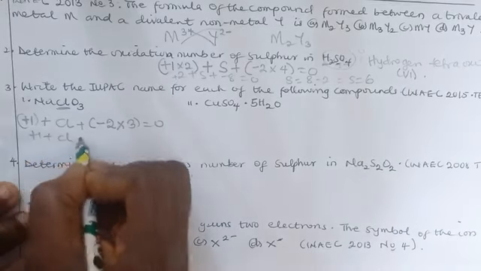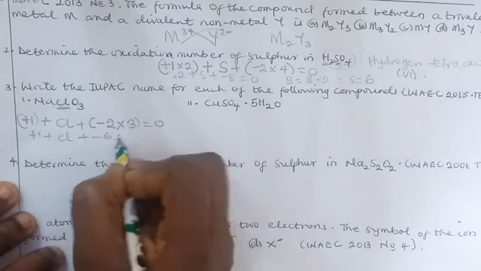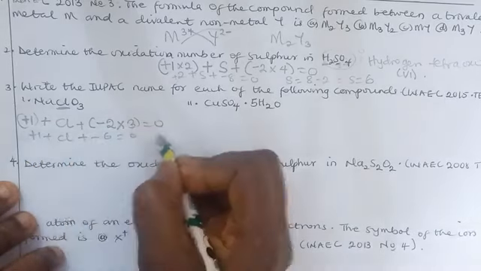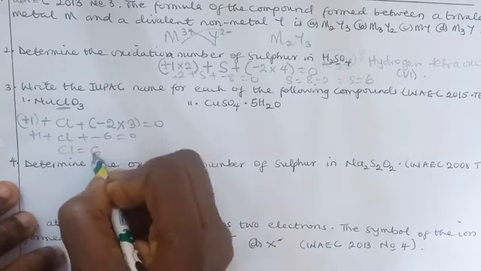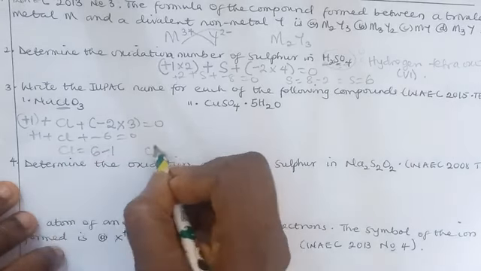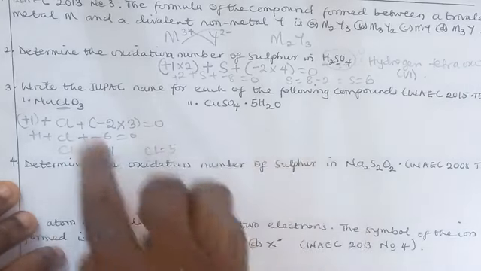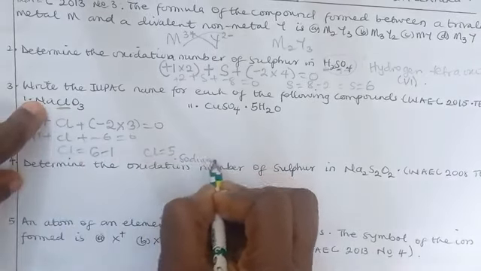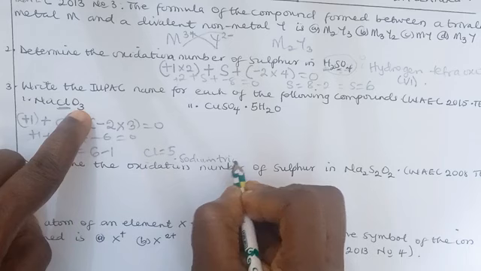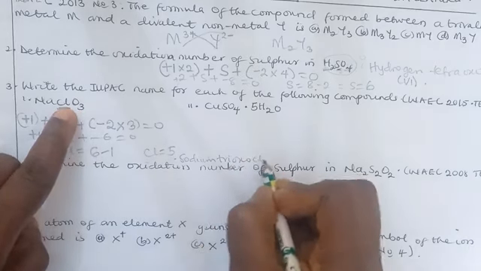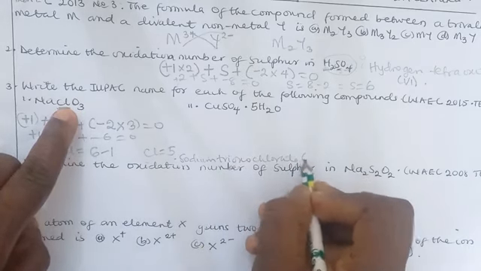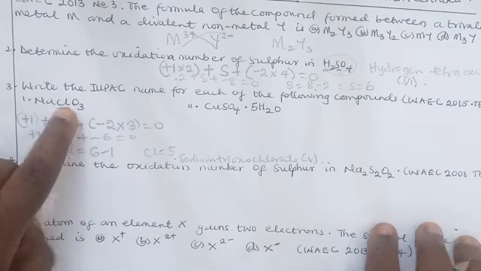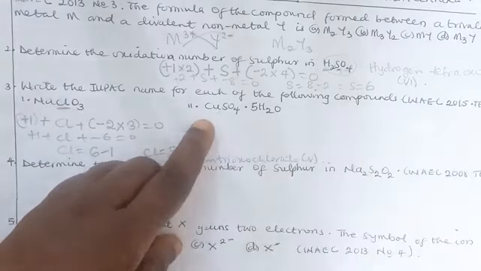+1 plus chlorine plus -6 equals 0. Plus times minus is minus. Carrying it to the other side, we have chlorine as 6 minus 1. So chlorine is 5. To name this compound, we name it as sodium trioxochlorate(V).